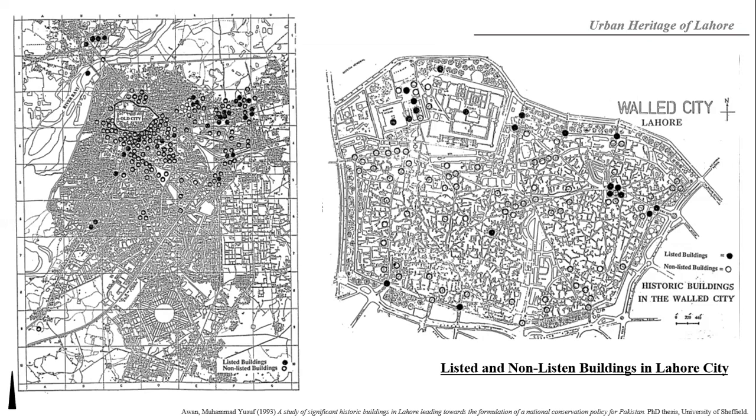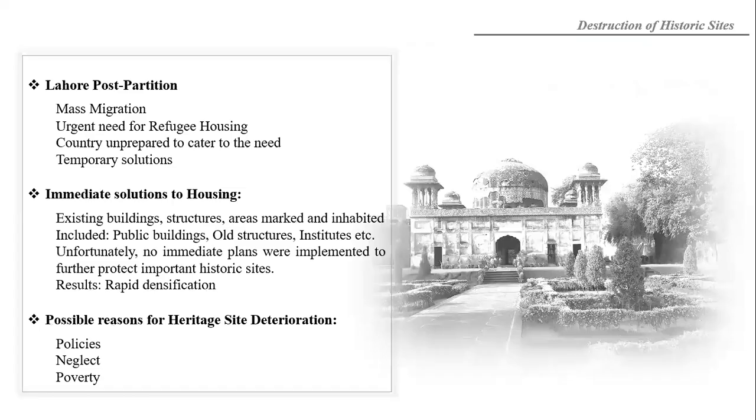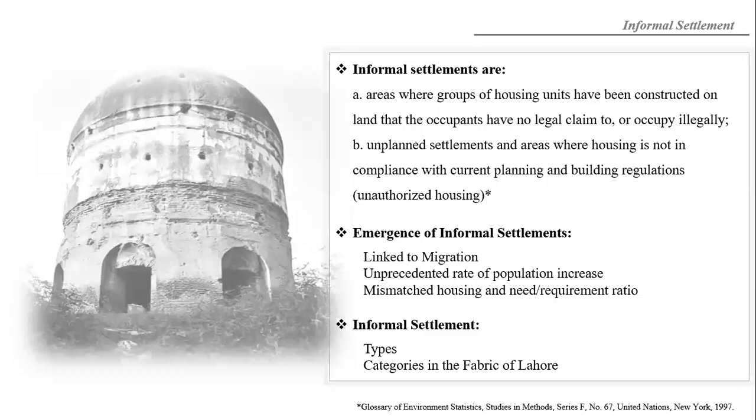The sheer number of these buildings signifies the cultural value of the city's fabric and the intricacies woven through its build. Time has been a cruel friend to the city of Lahore. It has shown its destruction in the form of repeated war, partition loss, and recently overpopulation, neglect, and poverty. The slide briefly highlights the destruction of the heritage in the city due to three major reasons, which are Lahore post partition, immediate housing as the solution, and the possible reason for the heritage site deterioration.